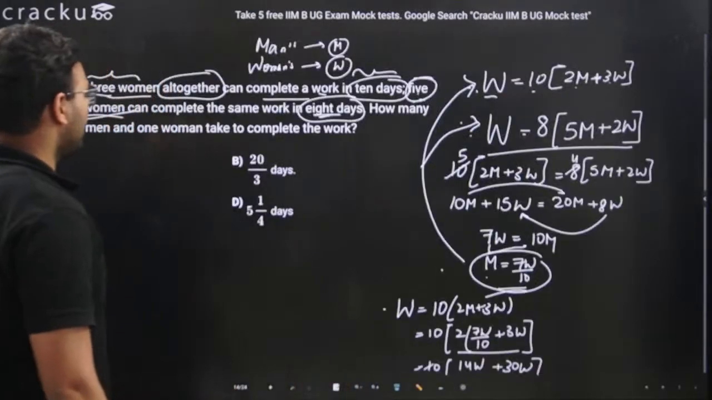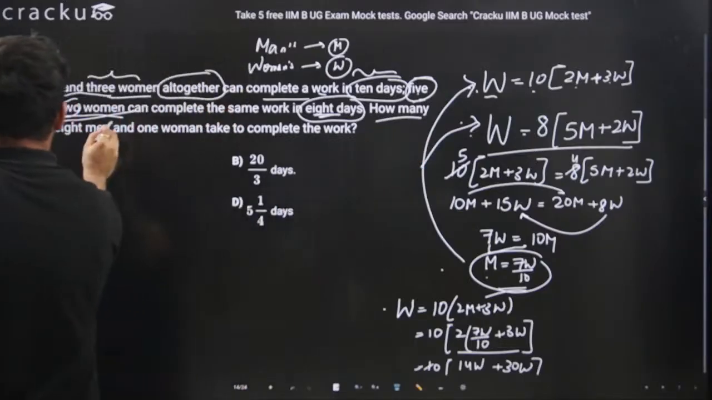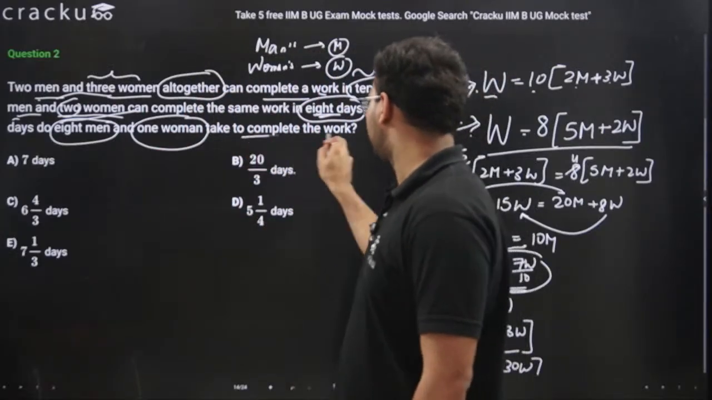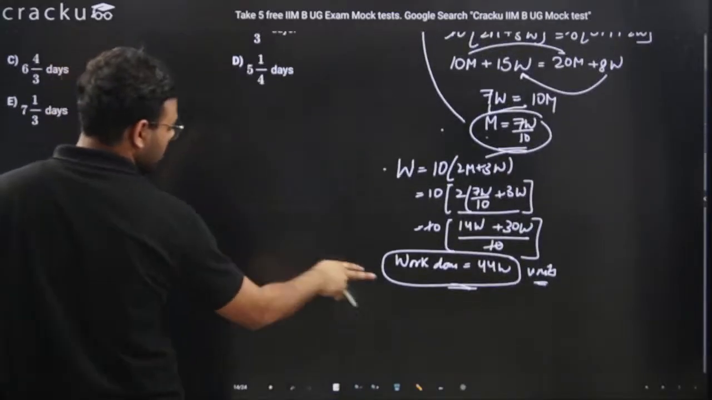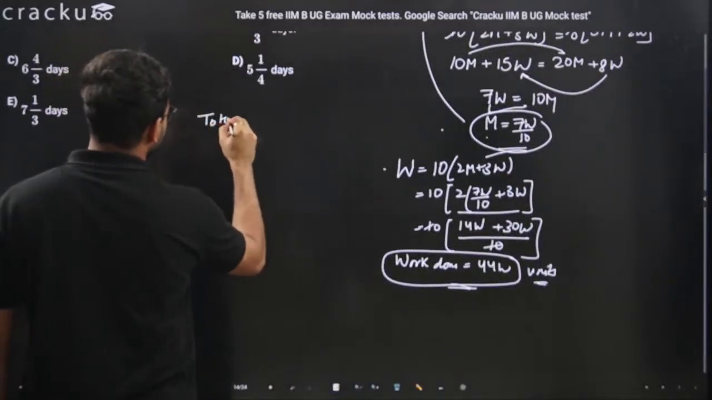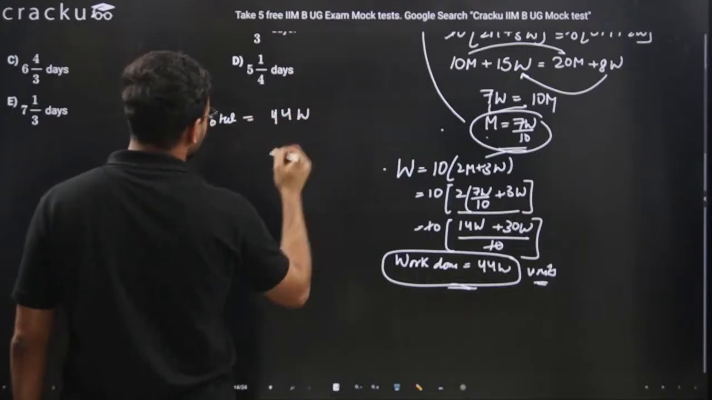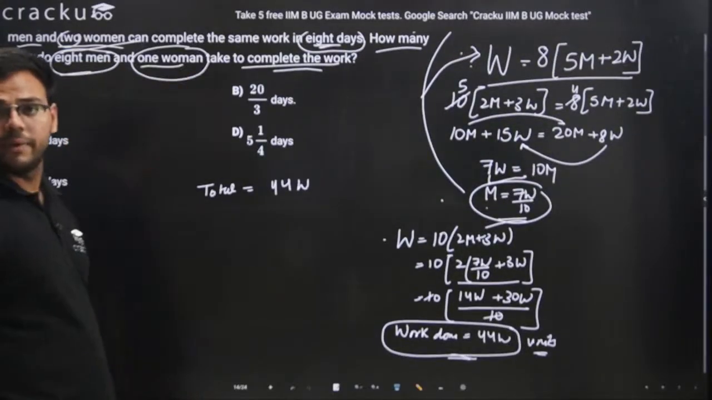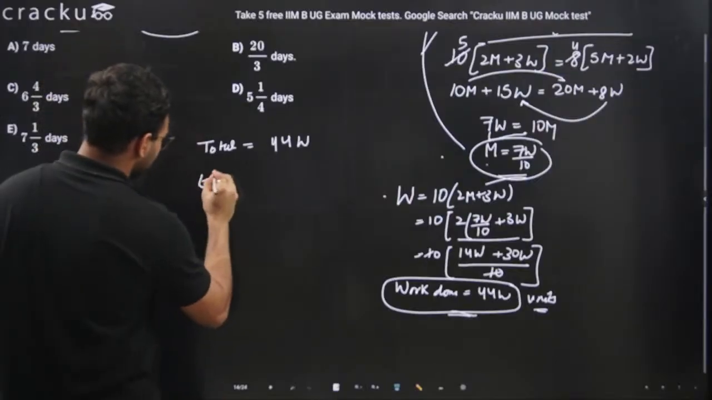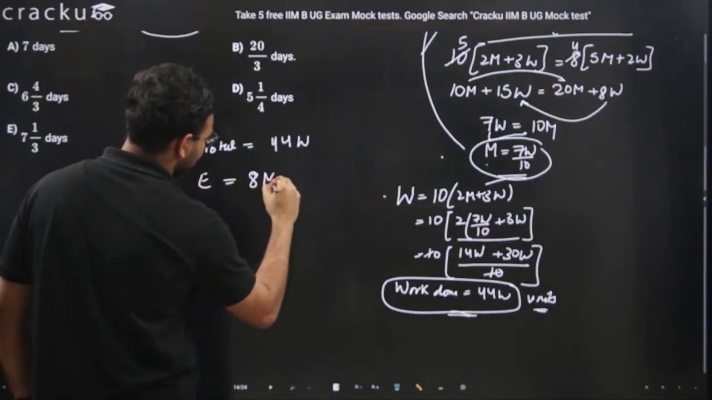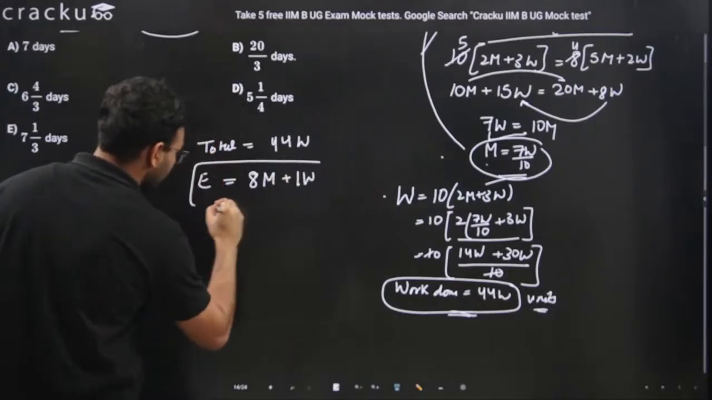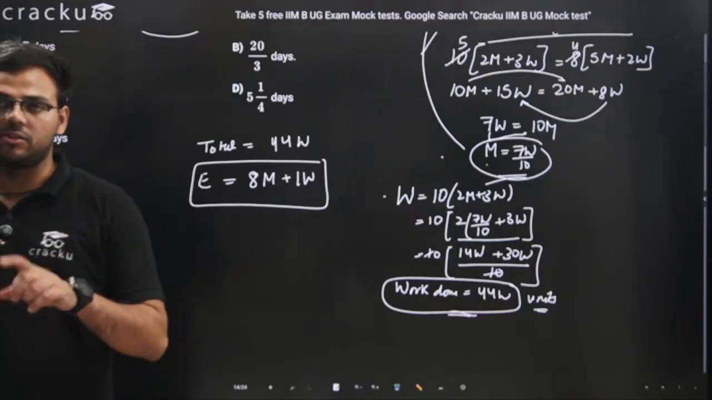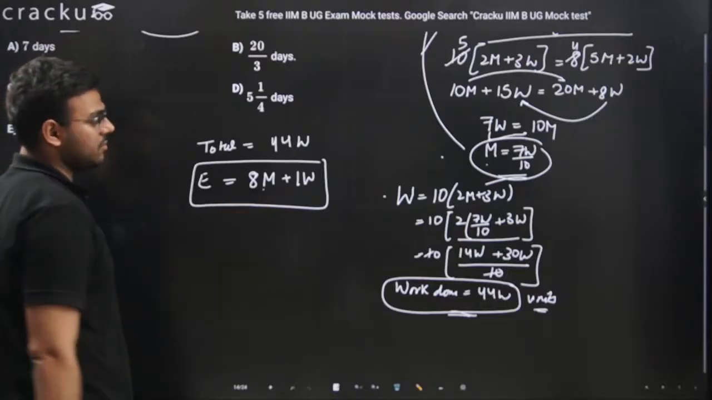What is asked in the question? How many days do 8 men and 1 woman take to complete the work? So this total work is 44w. We have to find the time in which 8 men and 1 woman can complete the work. So the efficiency will be 8 men plus 1 woman. So 8m plus 1w will be their combined efficiency. A man is working at an efficiency of m units per day. A woman is working at an efficiency of w units per day. So their combined efficiency will be 8m plus 1w.